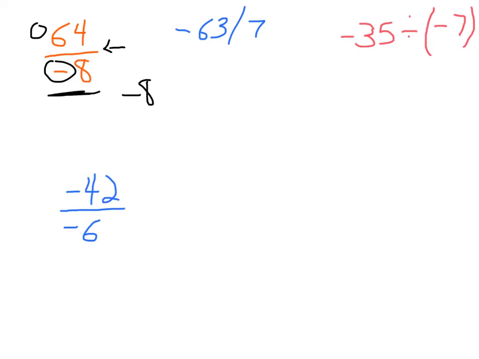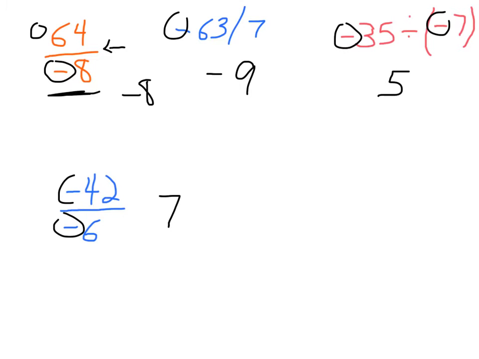Negative 63 divided by 7. Again, I know that 9 times 7 is 63, so I know my answer is going to be 9. Now I just need to figure out positive or negative. One negative sign, one positive, so it's going to be negative. Here, negative 35 divided by negative 7. I know that 35 divided by 7 is 5, and I see that they are both negative, so I know my answer is going to be positive. And then negative 42 divided by negative 6. I know 6 times what equals 42, and that would be 7. And I see that I have the same sign, so it's going to be a positive.